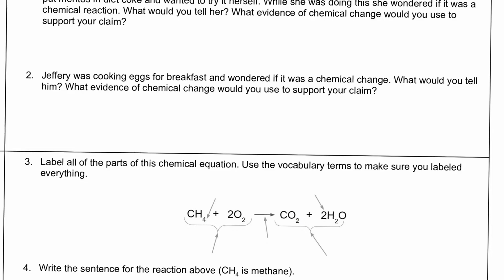So the first question says, Joanne was at home bored on the weekend. She decided to do an experiment. She had seen someone put Mentos in Diet Coke and wanted to try it herself. When she was doing this, she wondered if it was a chemical reaction. What would you tell her? What evidence of a chemical change would you use to support your claim?